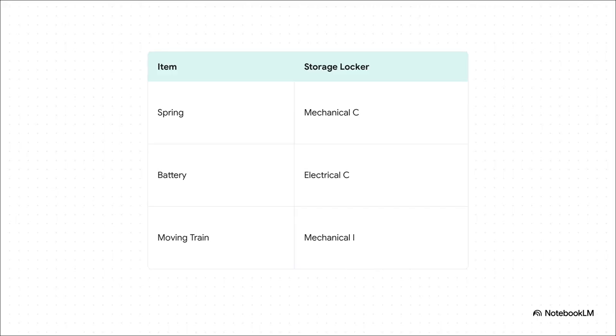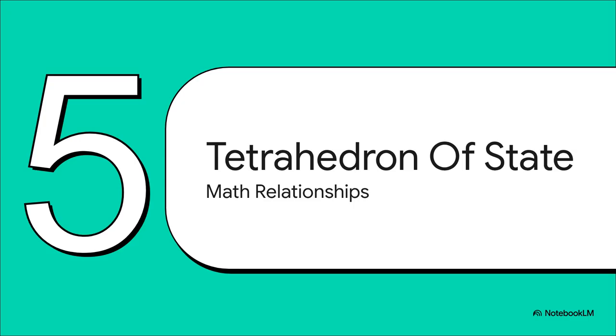First up, the spring. When you compress a spring, you're physically displacing it from its resting state. Therefore, it's a mechanical C element, mechanical capacitance. Next, we have the battery. This one holds electrical charge that's separated in a state of potential, so that makes it an electrical C element. And finally, the moving train. A massive object barreling down the tracks is the absolute ultimate example of momentum. That makes it a mechanical I element, mechanical inertia. By categorizing things this way, it's amazing because we can see the exact same physical laws at play across completely different systems. Let's elevate this from these practical, everyday examples to section 5, the tetrahedron of state.